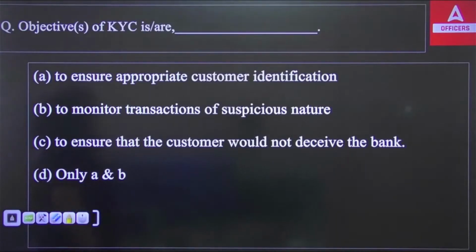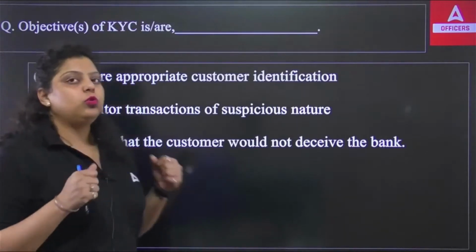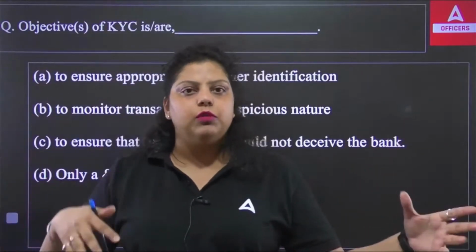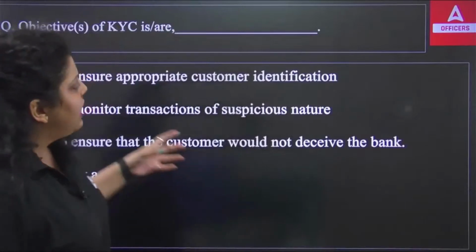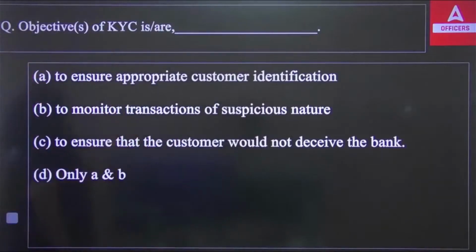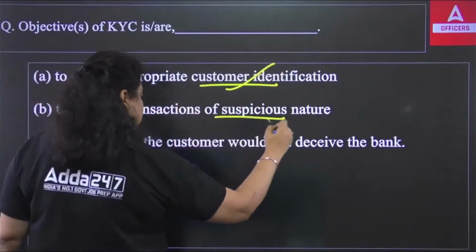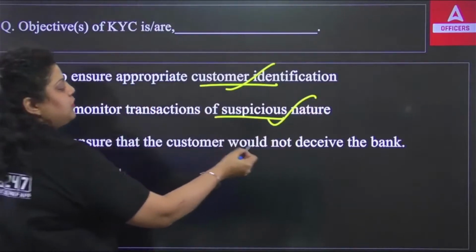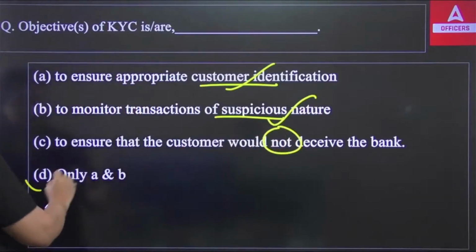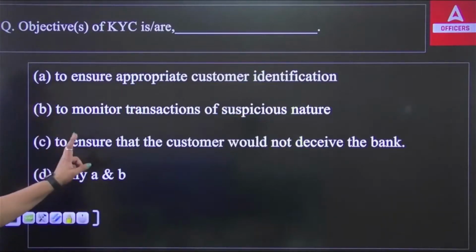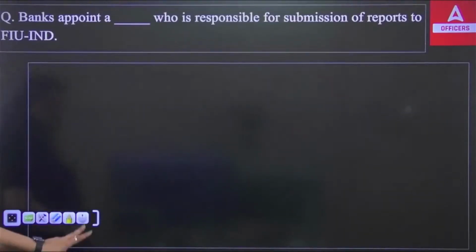So KYC is know your customer, and know your customer is a process in which we are trying to understand, we are trying to know our customer to stop the criminal activities, to stop the defaults, to stop the money laundering, to stop the financing of terrorism. And here you will be able to know about the customer. So first is saying to ensure appropriate customer identification, true. To monitor transaction of suspicious nature, obviously true. To ensure that the customer would not deceive the bank, no. The right answer is D, A and B. Okay, the right answer is D. A and B is the reason of KYC or the objective of KYC.